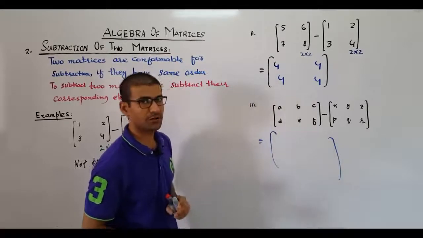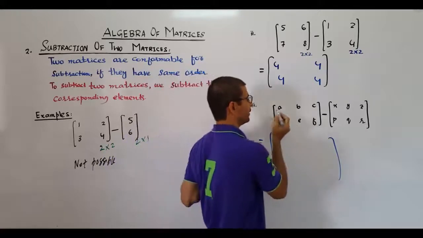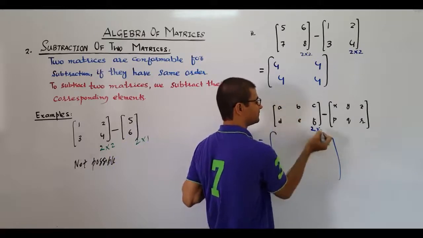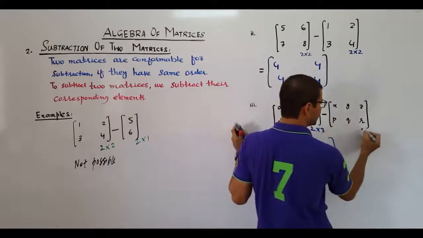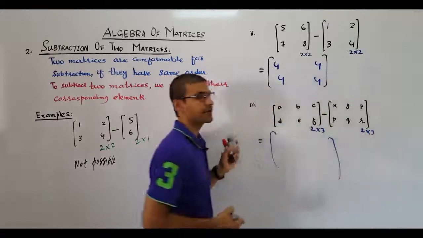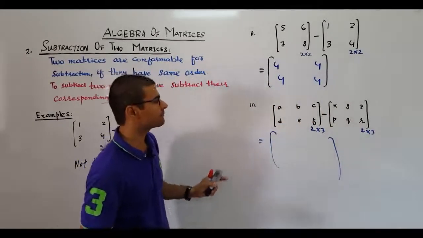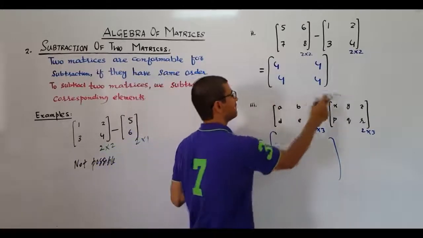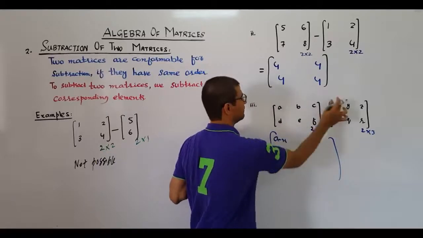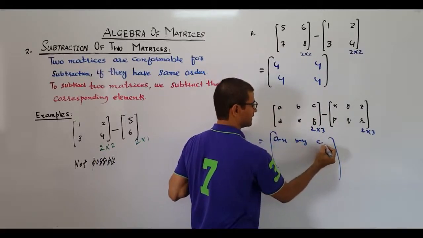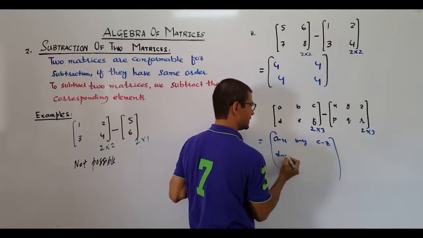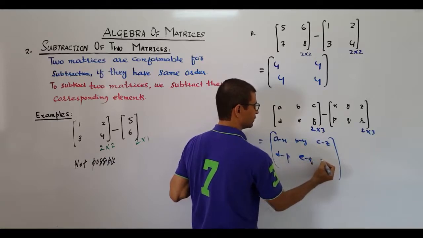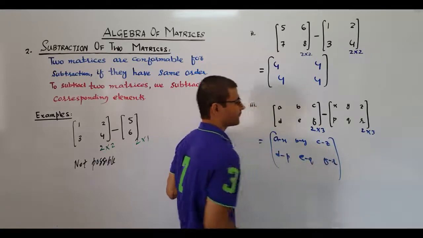In next question, we have to subtract these two. Whether subtraction is possible or not, for this, we will write their order. Order of first matrix, it contains 2 rows and 3 columns. This matrix also contains 2 rows and 3 columns. As their order is same, so we can subtract. How can we subtract? To subtract two matrices, we just subtract their corresponding elements. A minus X, B minus Y, C minus Z, D minus P, E minus Q, F minus R.